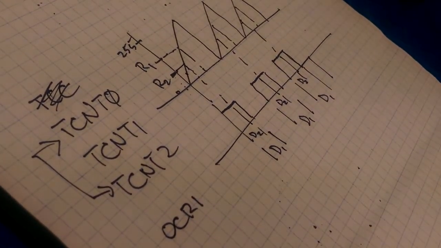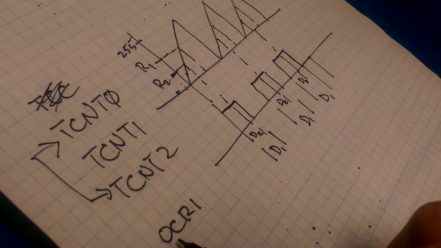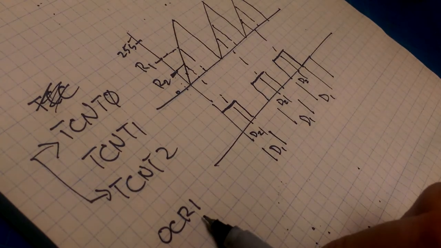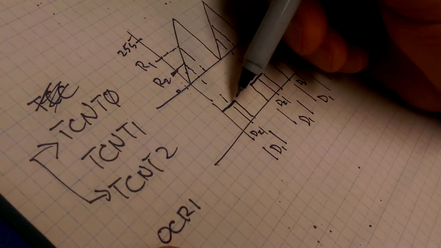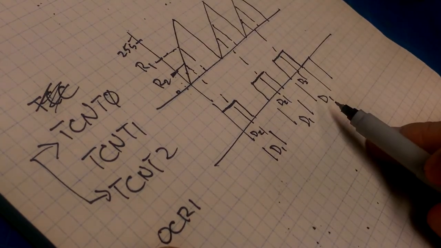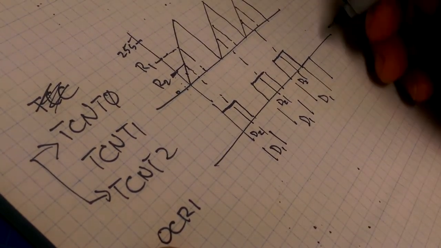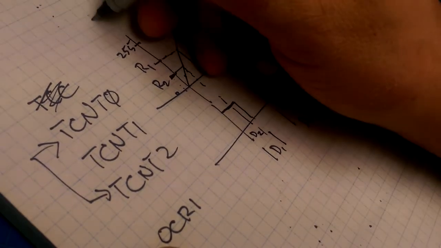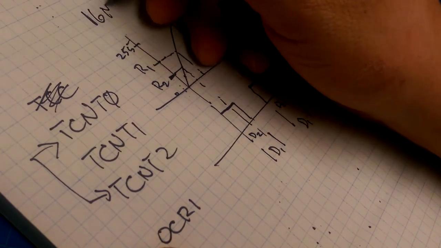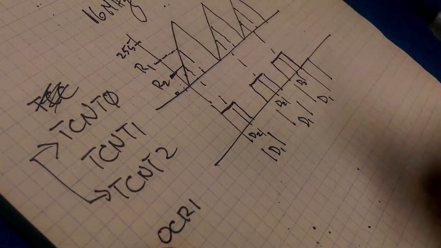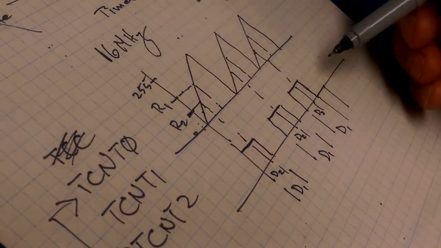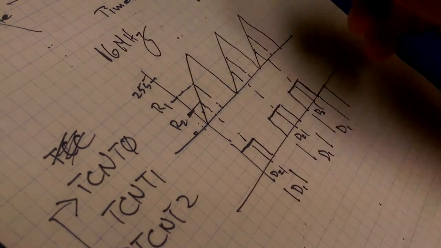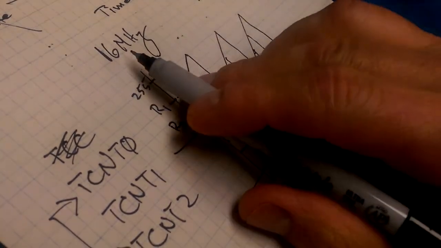Okay, so let's just review that again. By updating values of our compare register, we can change the duty cycle of a pulse width modulated signal that's coming out of a particular Arduino pin. And we can do that very fast because it runs at 16 megahertz. So we've got lots of time in order to do all of this. It turns out that the pulse width modulation that you can get is 62 kilohertz based on that 16 megahertz clock.